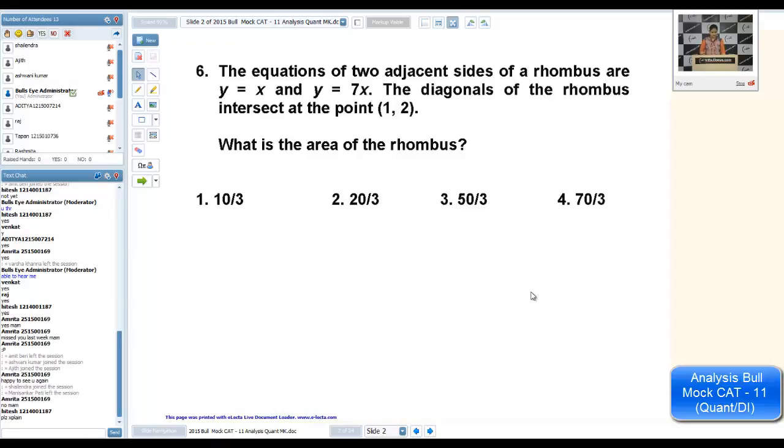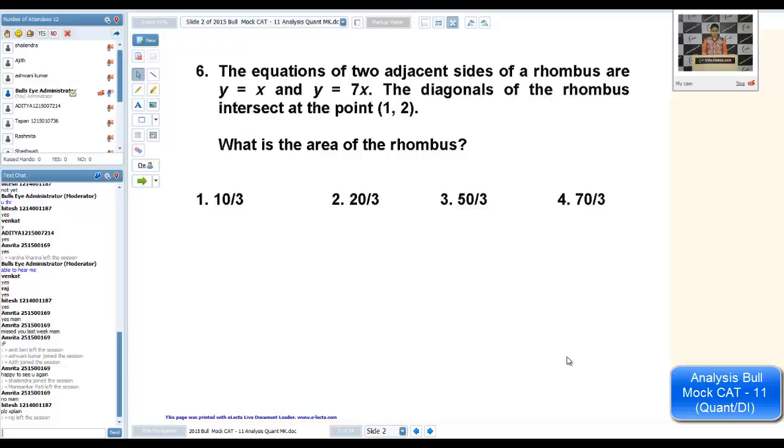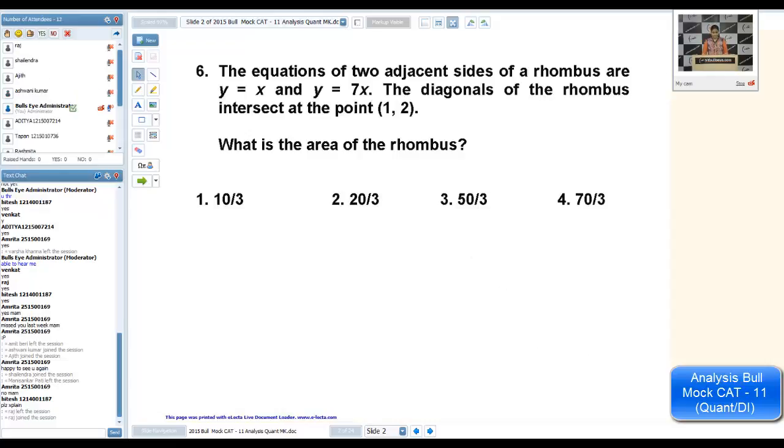Yes, Hitesh, I will. See, the equation of two adjacent sides of a rhombus are y is equal to x and y is equal to 7x. The diagonals of the rhombus intersect at the point 1, 2. What is the area of the rhombus? First of all, what do you mean by a rhombus? A rhombus is a four-sided figure where the length of all the four sides should be equal as well, and then there must be one more condition, that the opposite side should be parallel.